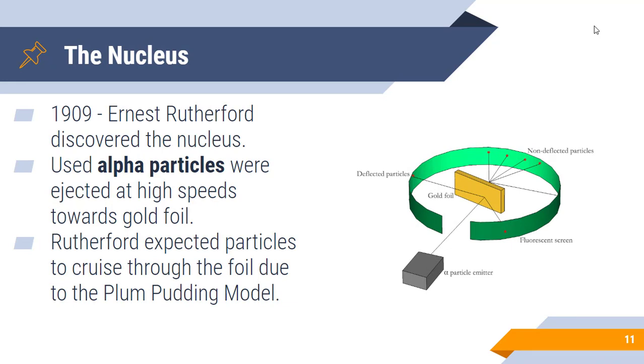Now, one of the biggest discoveries, and what I'm certainly going to want you to remember, happened in 1909 by a New Zealand physicist named Ernest Rutherford. He actually discovered the nucleus, but really wasn't aware that he discovered it at the time. In order to better understand the model of an atom, he used alpha particles, which are emitted from radioactive material. Alpha particles are basically helium atoms, or helium nuclei, and these were ejected at high speeds towards gold foil.